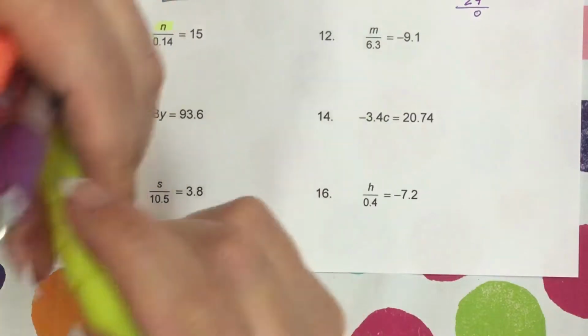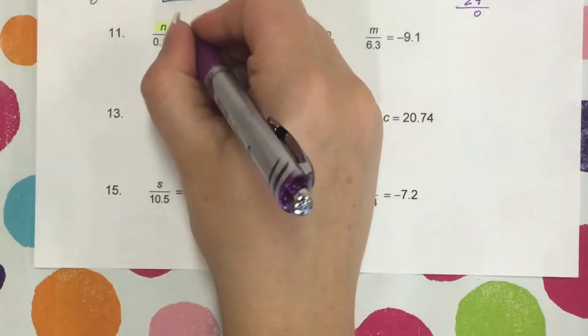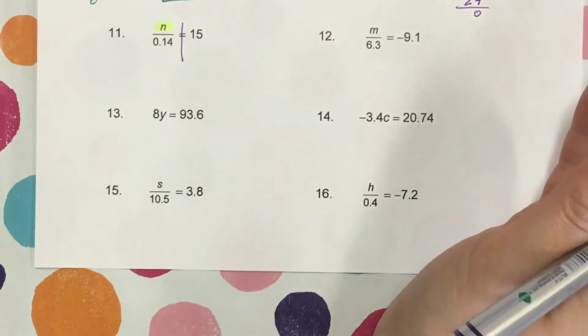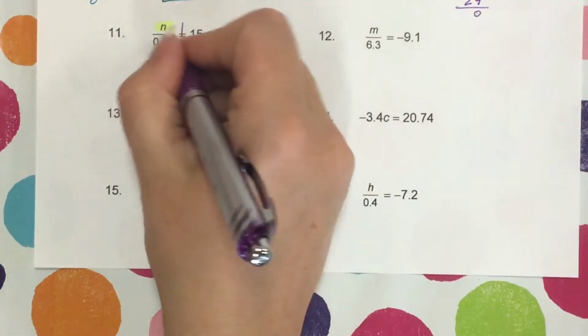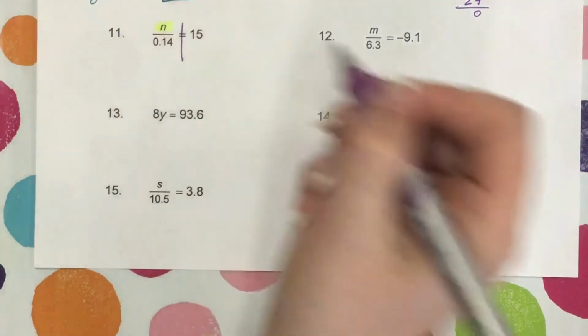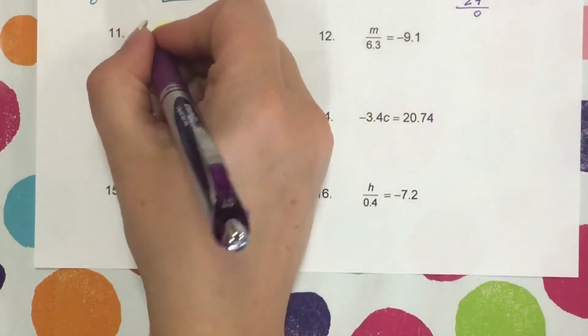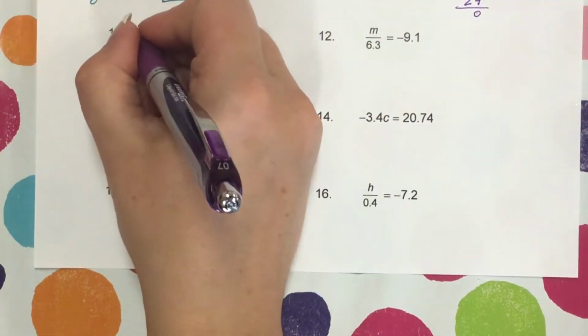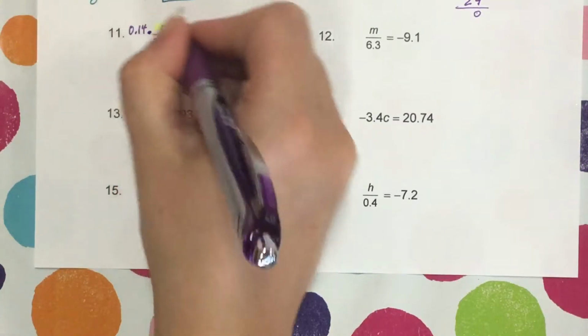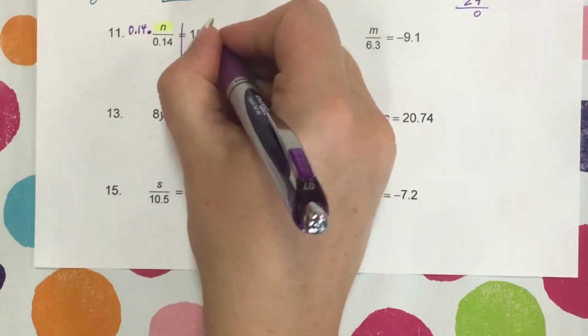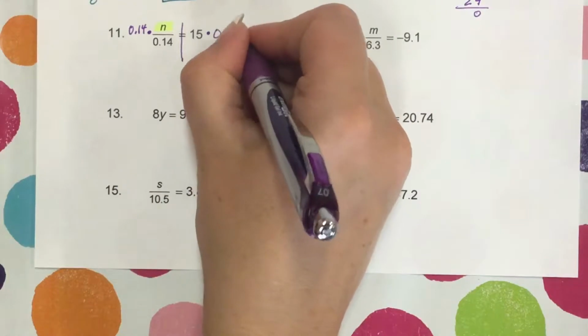Need to get n by itself on this side of the equation. And right now, is n by itself? You're right, it's not. It's being divided by 0.14. So what is the inverse operation of division? You're right, it's multiplication. So we're going to multiply this side of the equation by 0.14. Whatever we do to this side, we have to do to this side, 0.14.